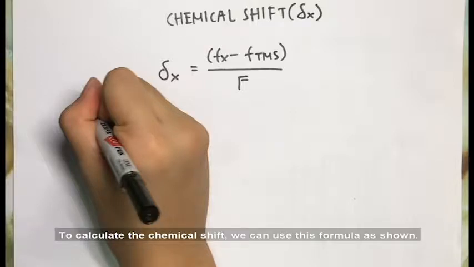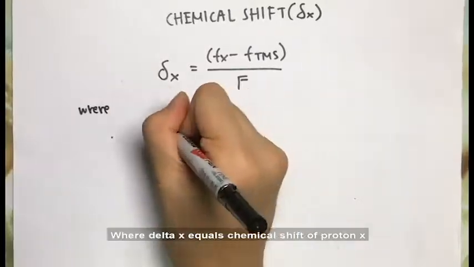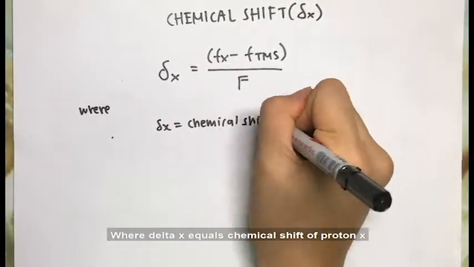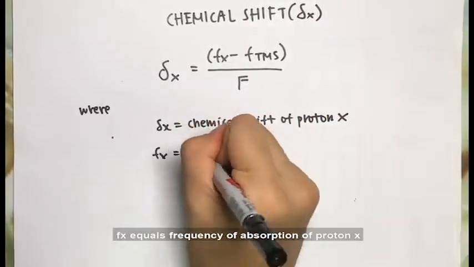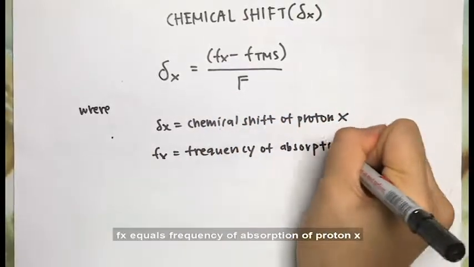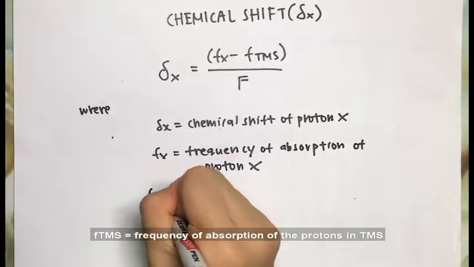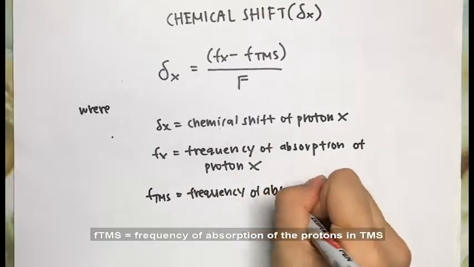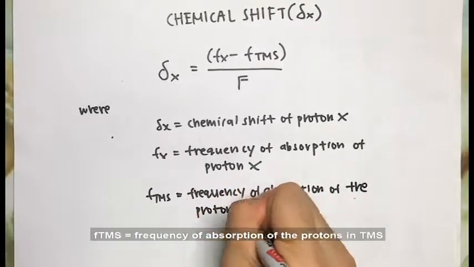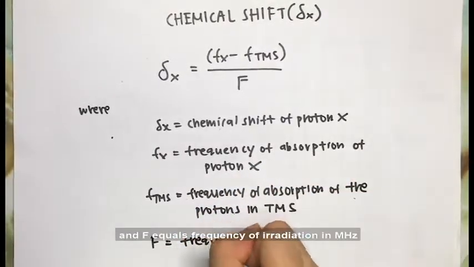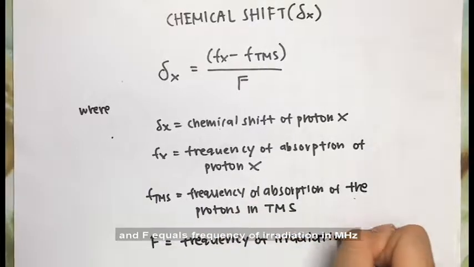To calculate the chemical shift, we can use this formula as shown, where δx equals the chemical shift of proton x, Fx equals the frequency of absorption of proton x, FTMS equals the frequency of absorption of the protons in TMS, and F equals the frequency of irradiation in megahertz.